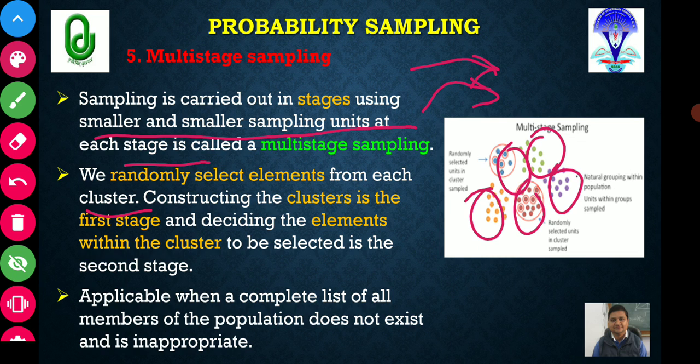It is applicable when a complete list of all the members of the population does not exist and it is inappropriate. That means all the information on all the individuals is not available. In that case, we divide the population into clusters, the same thing we have already studied in cluster sampling.